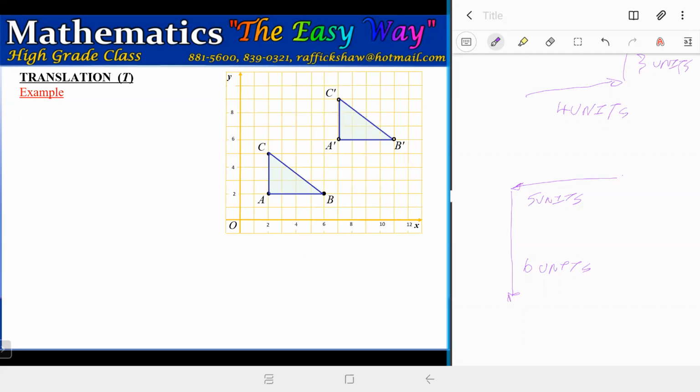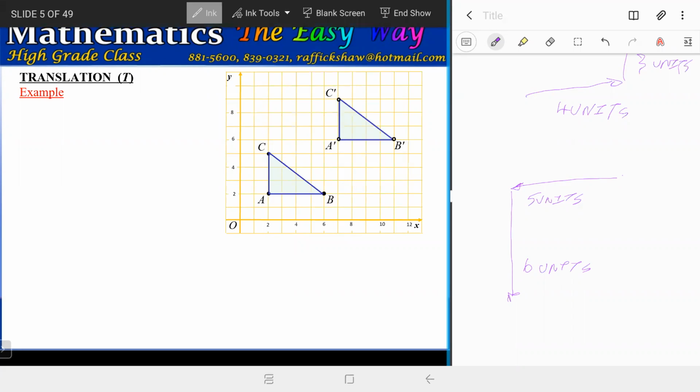The corresponding points on the image are usually shown with the prime on the letters. That's how they do it. So for example, A prime, B prime, C prime. A prime is the image of that point. B prime is the image of that point. And C prime is the image of that point.